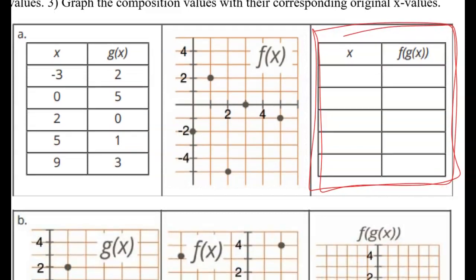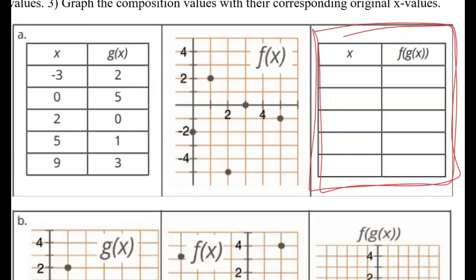So on part A here, we are given a table for g of x, and then we're given a graph of x. Looking at this blank table, it wants us to find our g of x, meaning our initial input is x. We're taking x and inputting it into g, and then whatever we get for g of x, we're inputting into f of x.